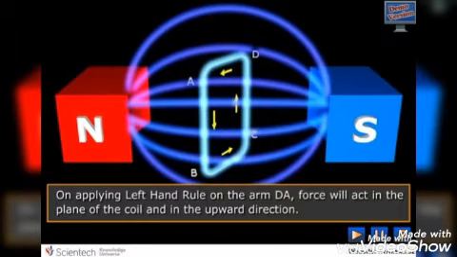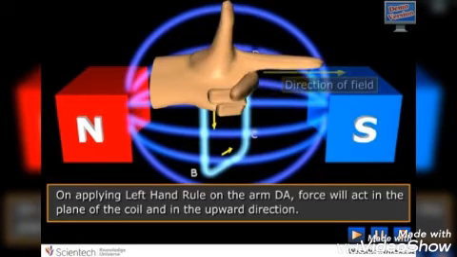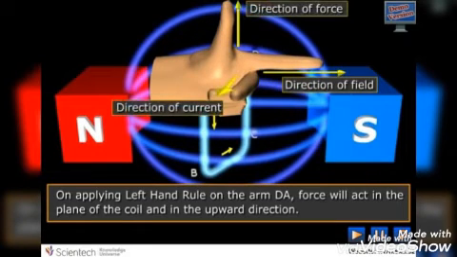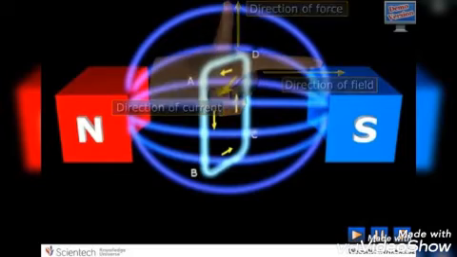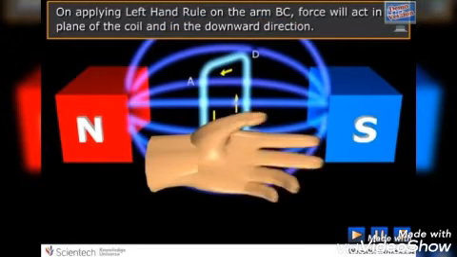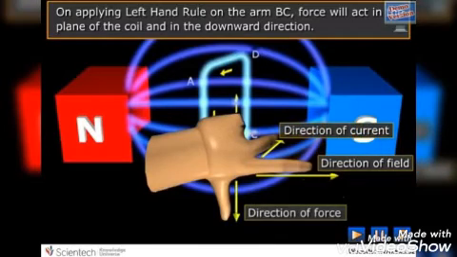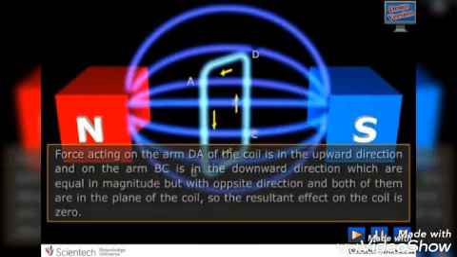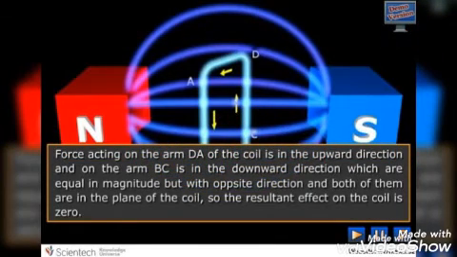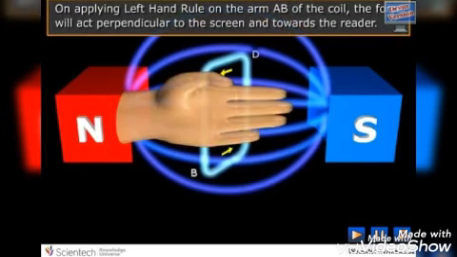On applying the left hand rule on the arm DA, force will act in the plane of the coil and in the upward direction. On applying the left hand rule on the arm BC, force will act in the plane of the coil and in the downward direction. Forces acting on arm DA and arm BC are equal in magnitude and opposite in direction. Both of them are in the plane of the coil. The resultant will be 0.